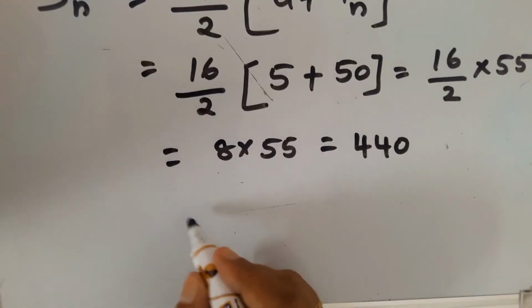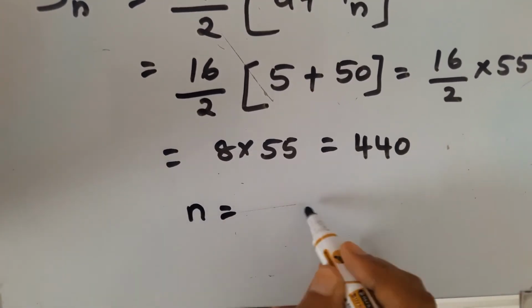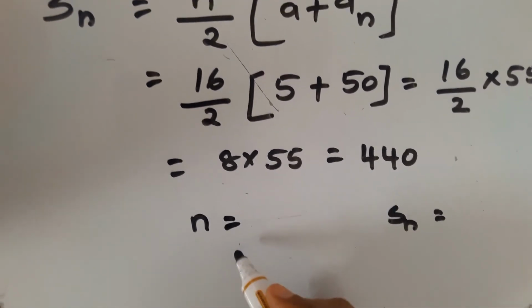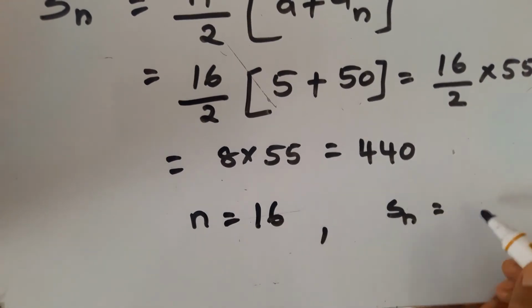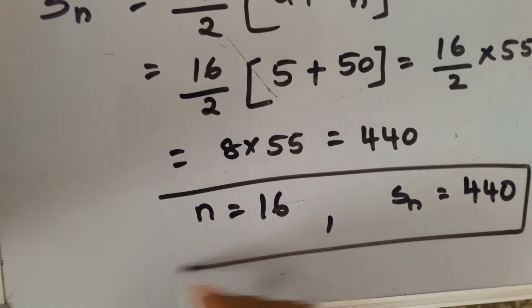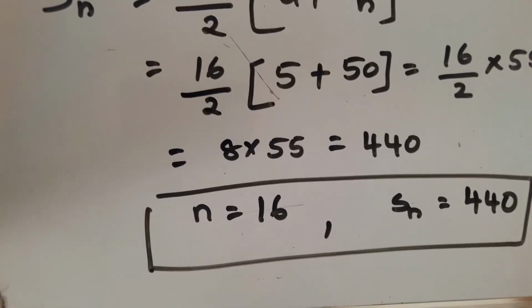Clear? So what all were we asked? N is how much and Sn is how much. These two things were asked. So those two things you write down separately. N is 16. Sn is 440. So this is our answer. We will move on to the second bit.